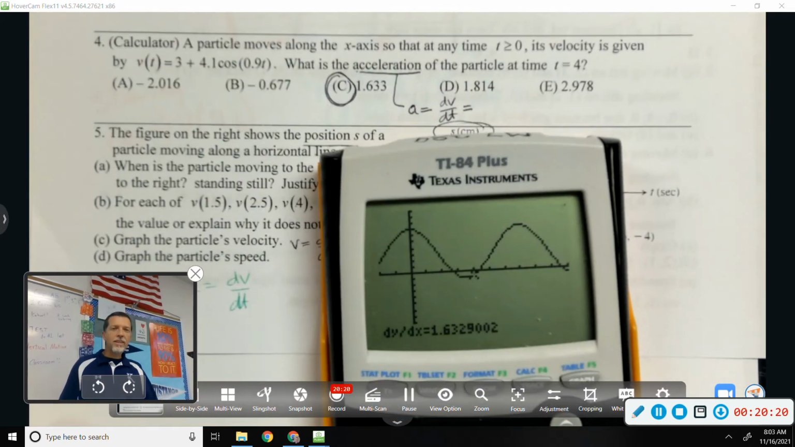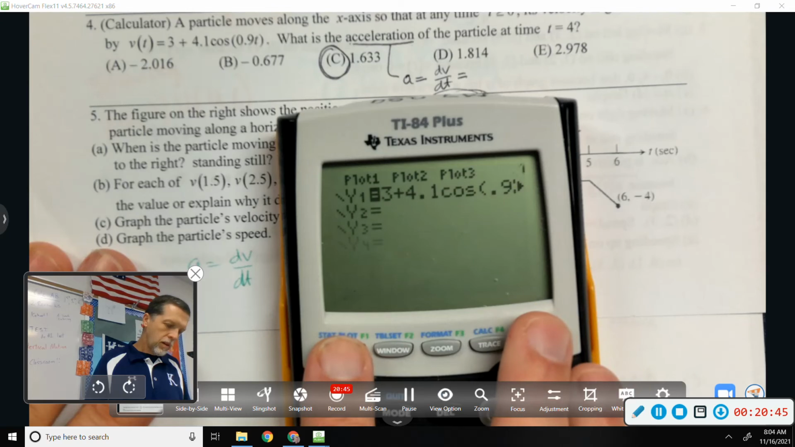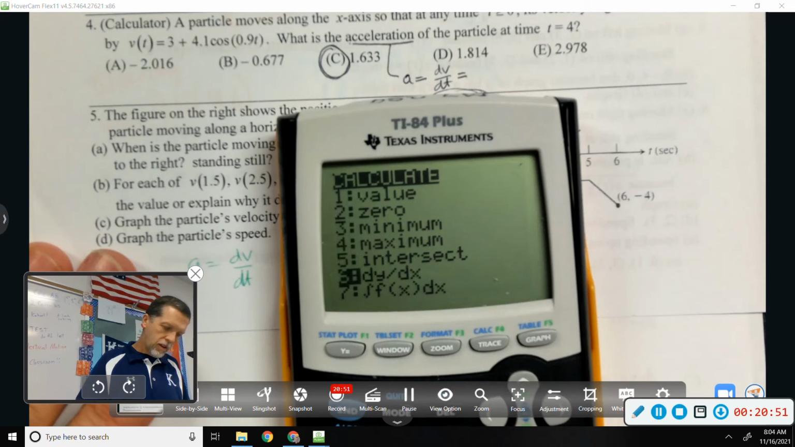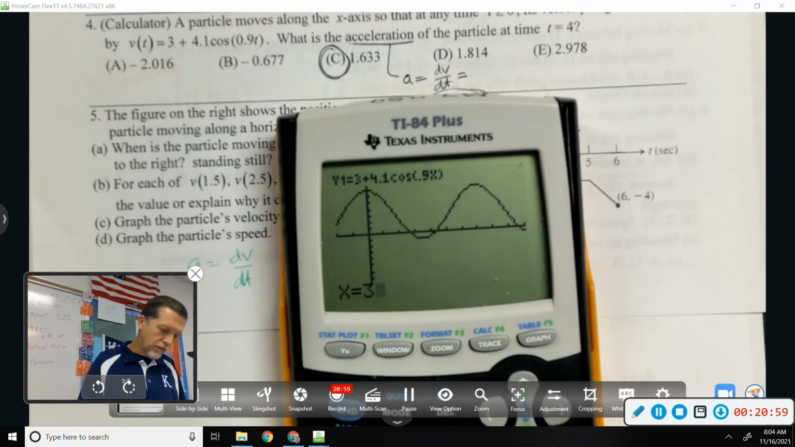So that's an easy question if you understand that acceleration is the derivative of velocity and you know how to use the calculator. That's probably off an AP test, off the calculator form. So there's my velocity. I want the derivative. It's a little bit weird. It's like, well, how do I know where to type it in? You just type it in. You just start putting the number in at 3, or at 4 in this case.